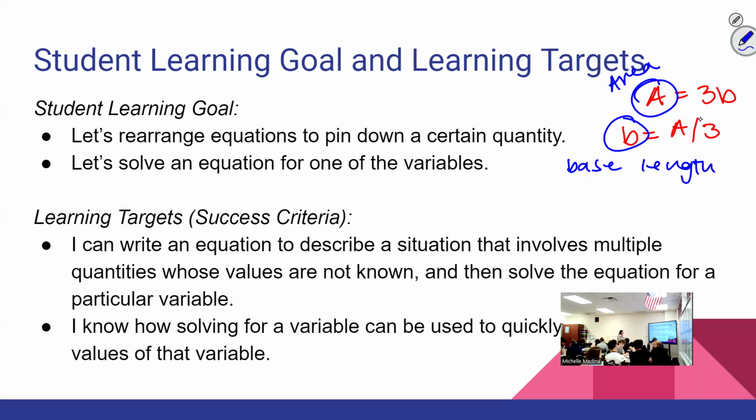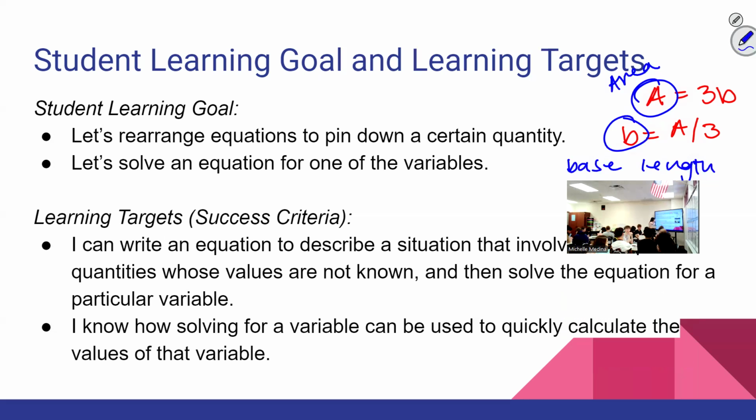Rearranging equations is a skill you need to have. So be able to write an equation to describe a situation that involves multiple quantities whose values are not known, meaning multiple variables involved, and know how solving for a variable can be used to quickly calculate values for that equation.